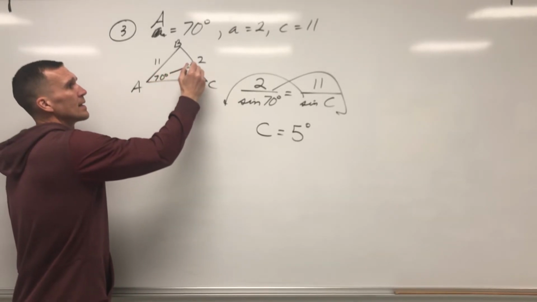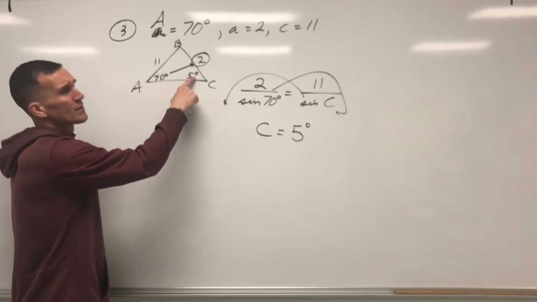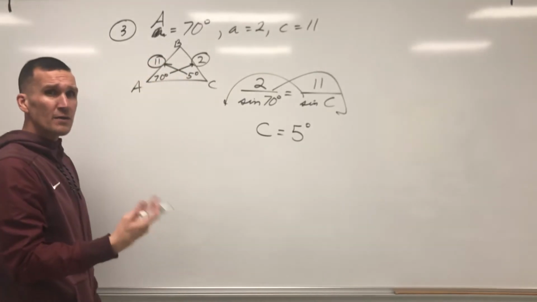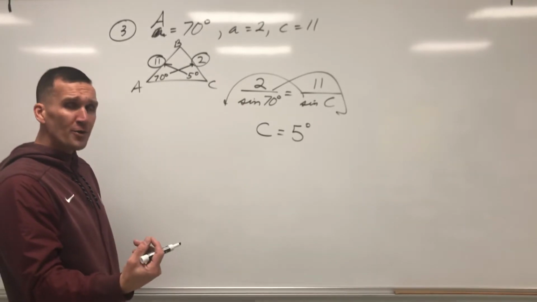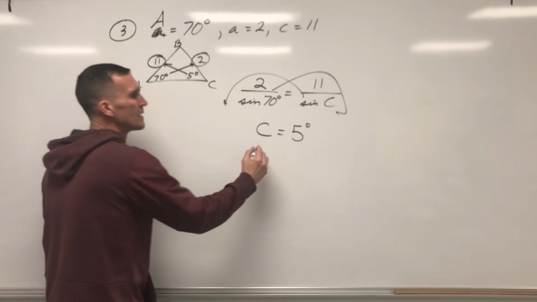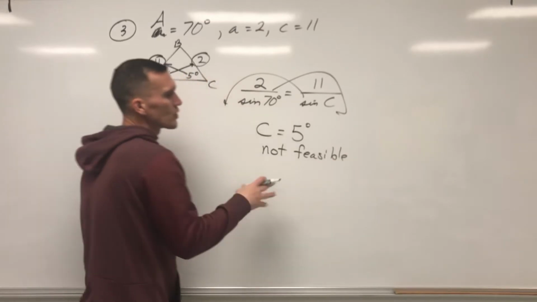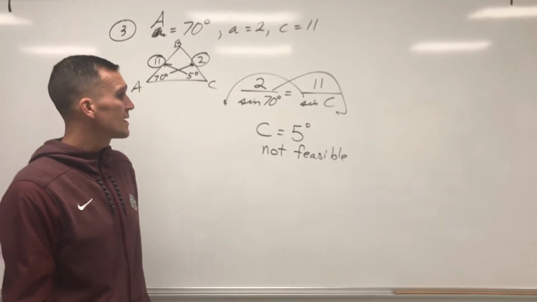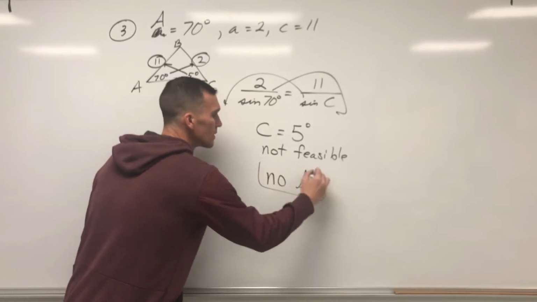70 has a side 2 across from it. 5 degrees is way smaller than 70 degrees, but it is producing an answer that is larger for the side across. That doesn't follow our geometry rules, that the smaller angle would have to have a smaller side across from it. So this scenario is not feasible. Please make sure that if you are doing all the correct math and you're coming up with something that just doesn't make sense, you realize that no triangle can be made.